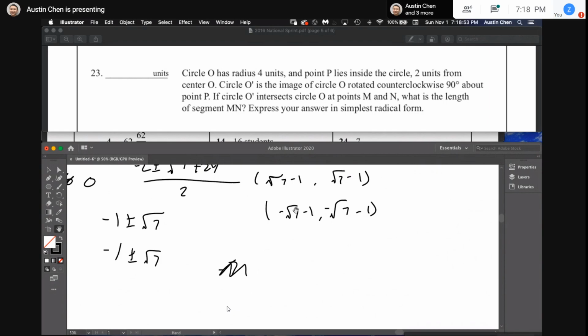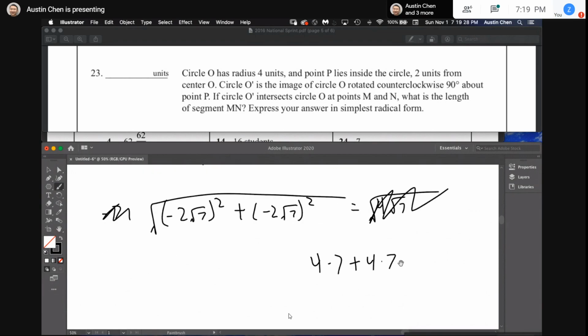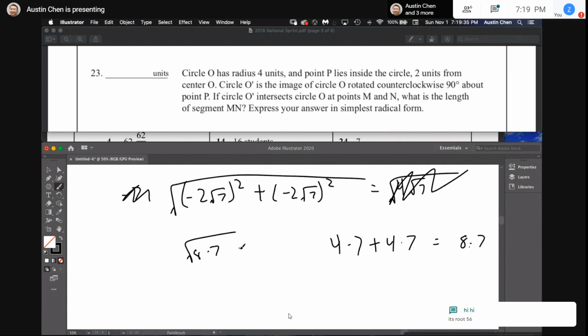Oh, actually, no, I'm bad. It's going to be 4 times 7 plus 4 times 7. So this is 8 times 7. So then we have the root of 8 times 7. So we can take out a 4 from that, so we'll have 2 times root 14. So this should be our answer. Yeah, that's right. So 2 times root 14.